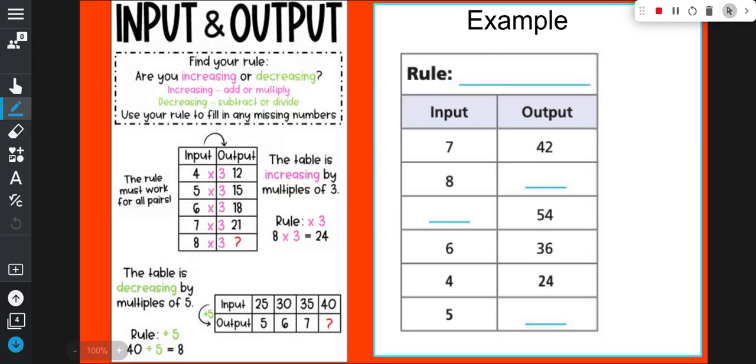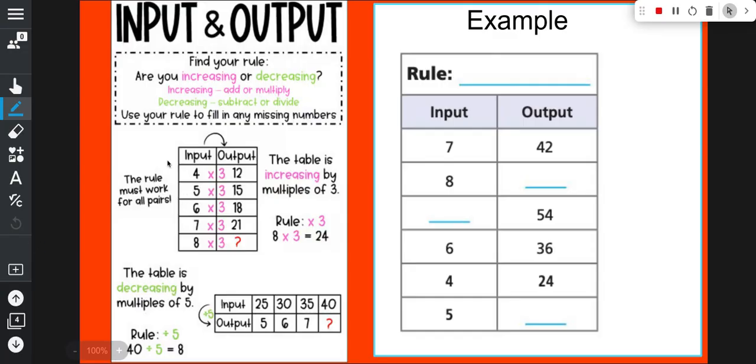All right, the next thing we're going to talk about is input and output tables. This is not on the note sheet, so you're going to want to take some extra care and maybe some extra notes during this section. Input, output, as we've done some different activities, sometimes you see it as like a machine. We are putting a number in, it goes through some type of rule, and it spits out a new number.